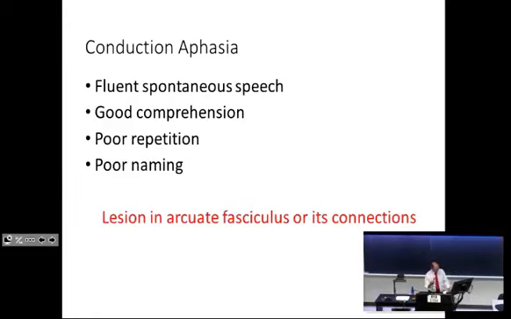Now, you're going to hear the patient speak fluently. This aphasia has good comprehension. Patients repeat poorly, and they name poorly. And a lesion here is either in the arcuate fasciculus or its connections. Now, this patient is not 100% typical because most people with conduction aphasia don't speak as quickly as she does. They tend to monitor themselves and they're more hesitant. But the reality is that many aphasias are not 100% textbook.